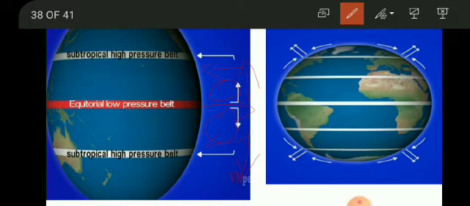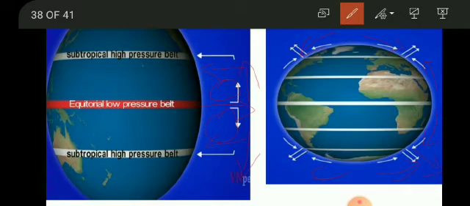Here also we have seen that the air from the polar is moving, and here also the air is coming from the opposite direction, and so again it is rising up. So it is giving rise to the convergence. So we are having convection in one part, and in the other part we are having convergence.